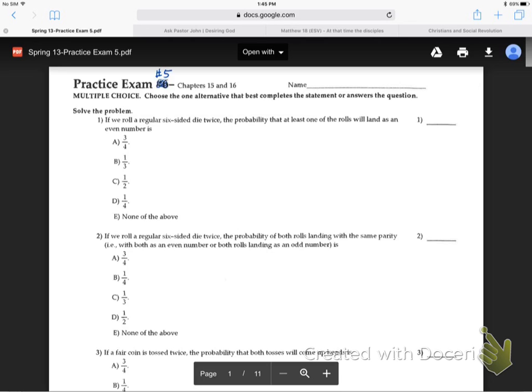All right, so there's a few I haven't done with you. So let's do this one right here. Regular 6-sided dice twice. I have not showed you what happens when you roll a die twice. It's pretty simple, but we need a chart.